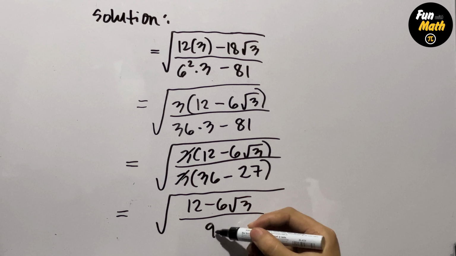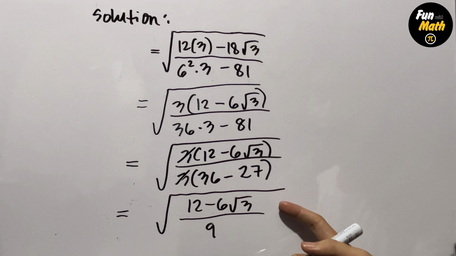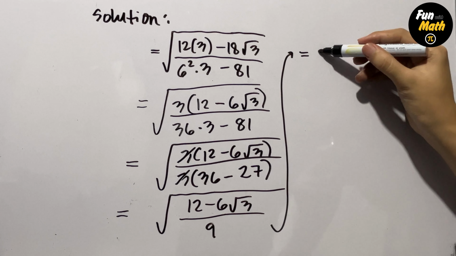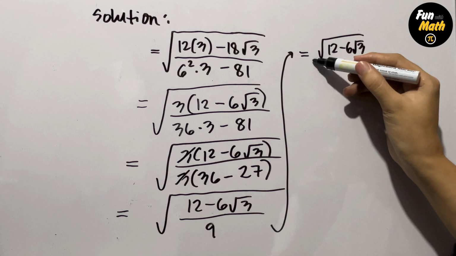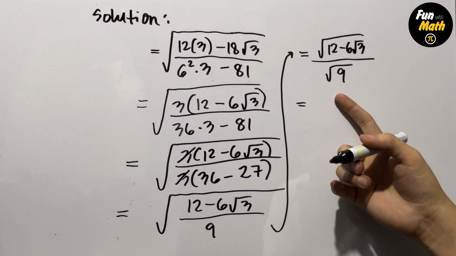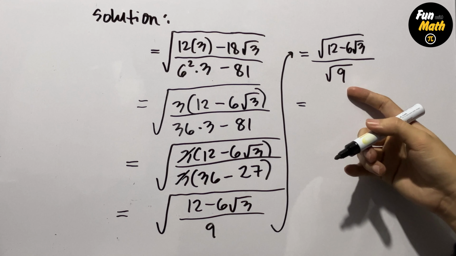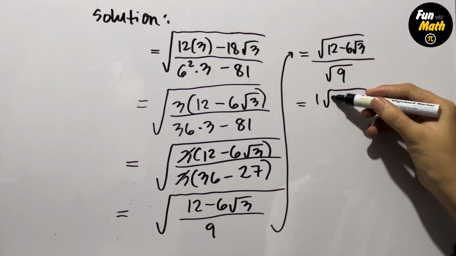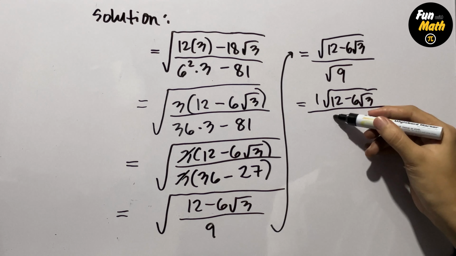That is 9. And now we can separate the square root, both numerator and the denominator. So this is equals square root of 12 minus 6 square root of 3 over square root of 9. And this is equals, for the square root of 9, we have the value which is 3. So 3 on the denominator, and let's put 1 on the numerator. So 1 square root of 12 minus 6 square root of 3 all over 3.